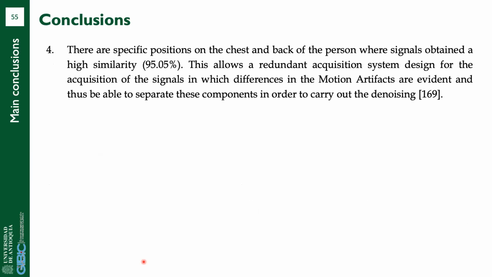The fourth conclusion is there is a specific position in the chest and in the back of the person where signals obtain a high similarity, 95%. This allows a redundant acquisition system design for the acquisition of the signals in which differences in the motion artifact are evident and thus be able to separate these components in order to carry out the denoising.